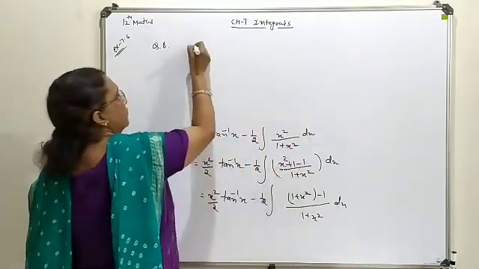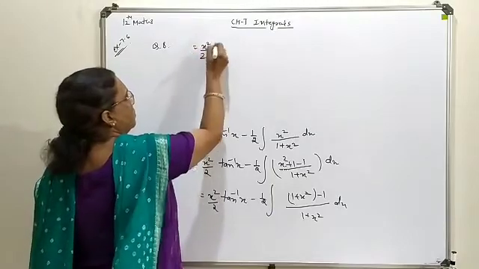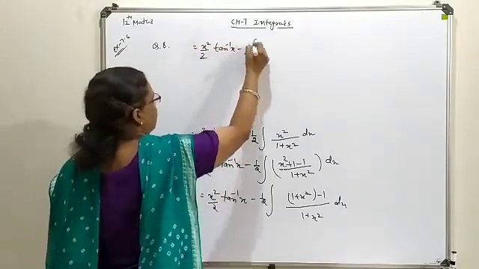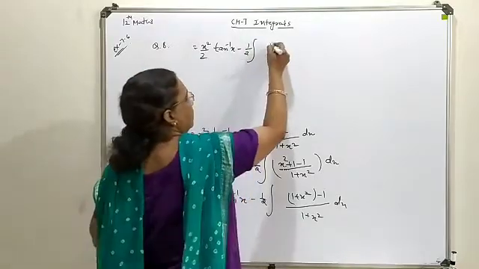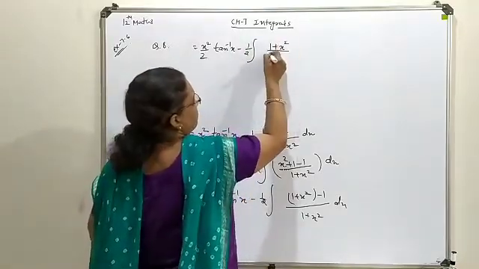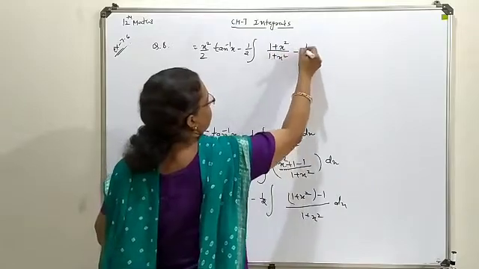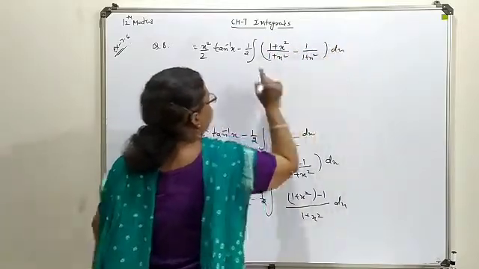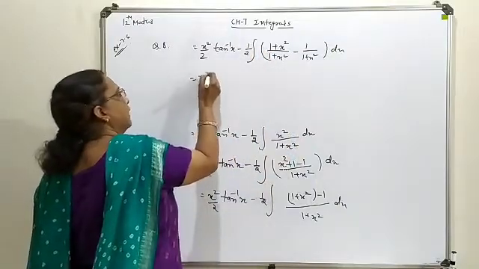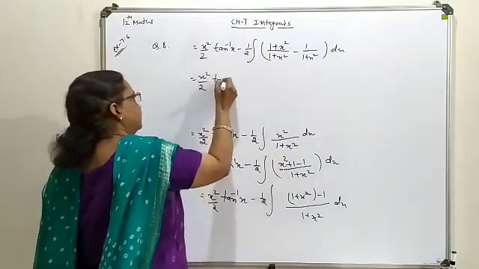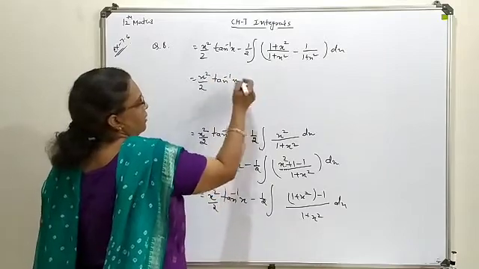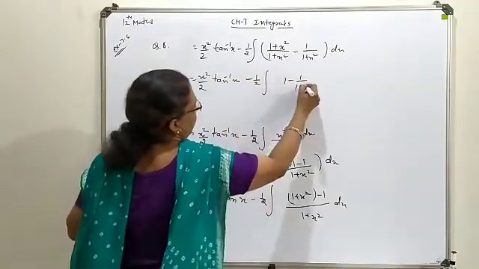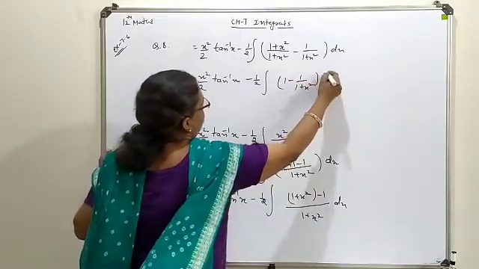Now x square by 2 tan inverse x minus 1 upon 2, make them separate. Here we will have the simplified form as x square by 2 tan inverse x minus half keeping outside, this is 1 minus 1 upon 1 plus x square and dx.